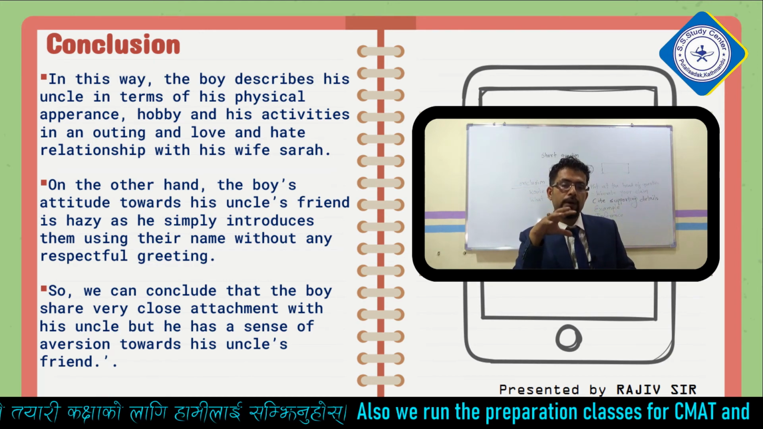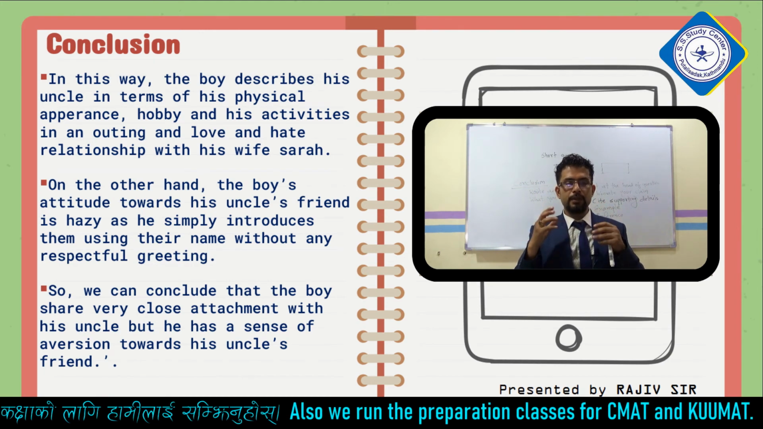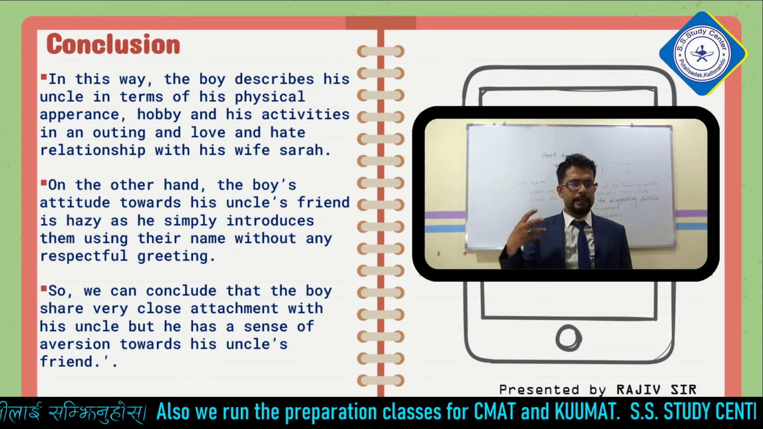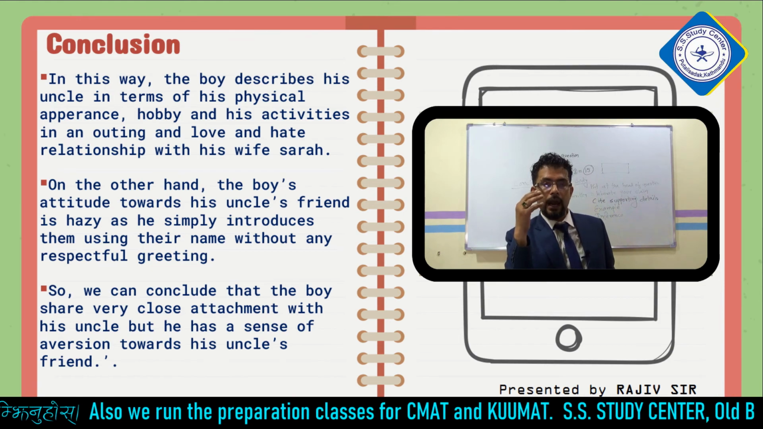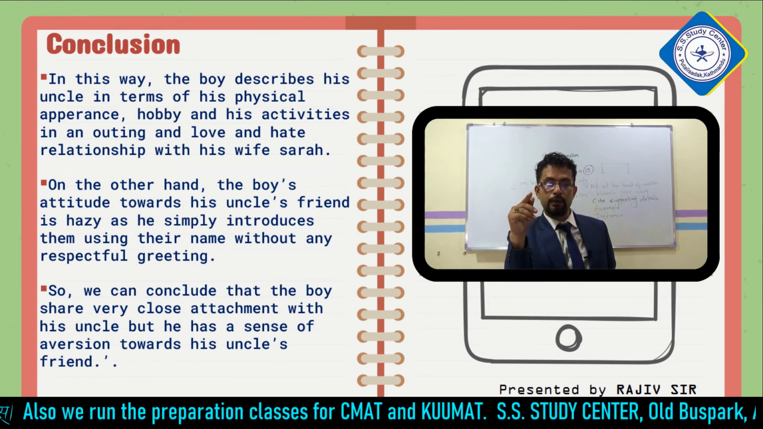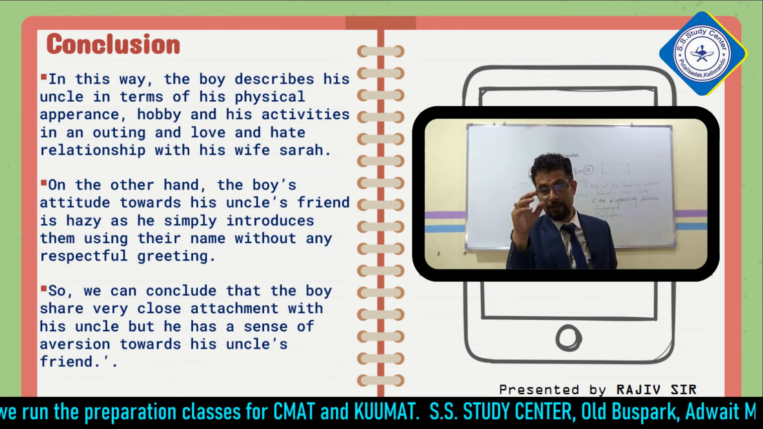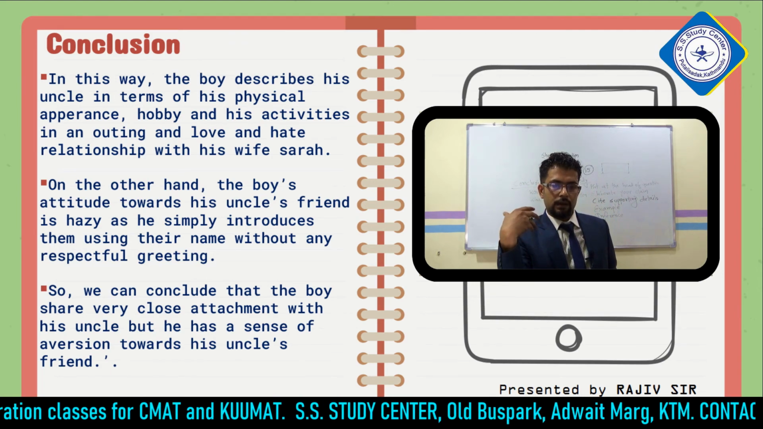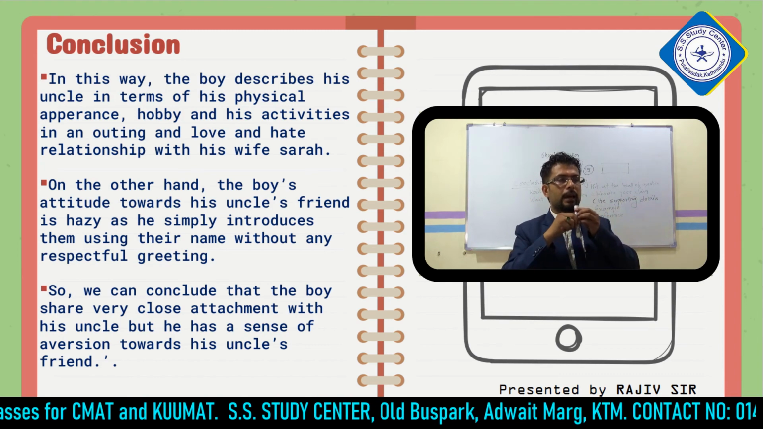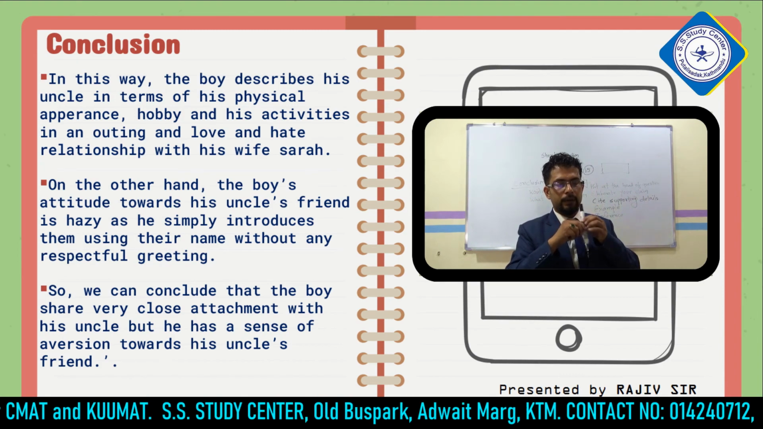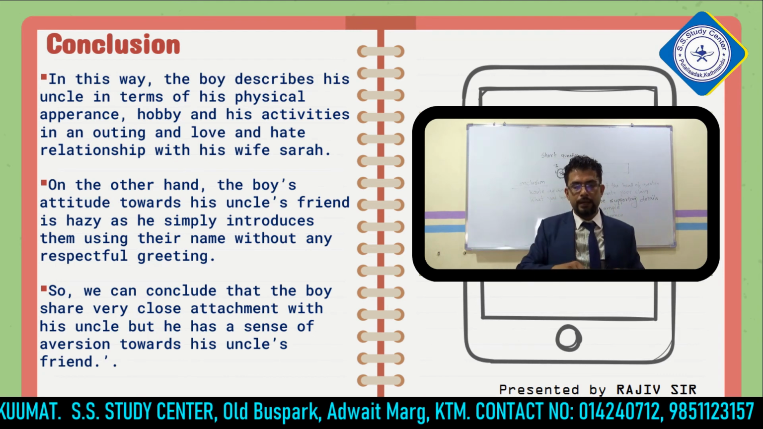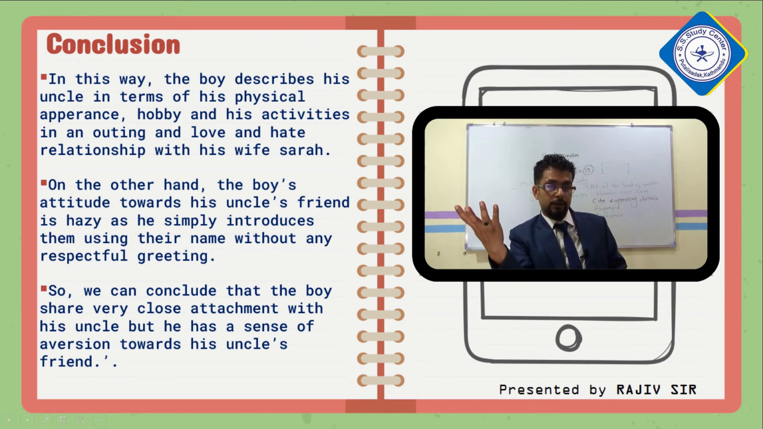In this way, the boy describes his uncle in terms of his physical appearance, hobby, and his activity in outings, and love and hate relationship with his wife Sarah. Okay, you have read this thing. Physical appearance, hobby, what is his hobby? Whenever he is happy, he blows the whistle, fee, fee, fee, right? And his love and hate relationship, his wife also beats him, in his hate relationship with his wife Sarah. On the other hand, how does he look at his friend?